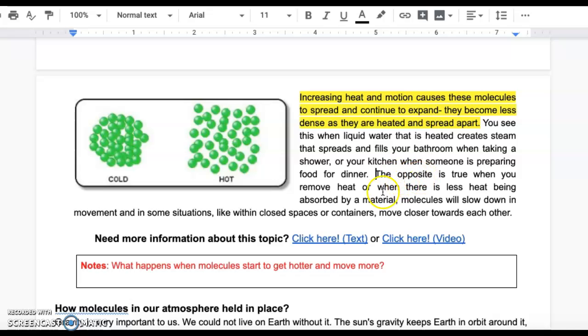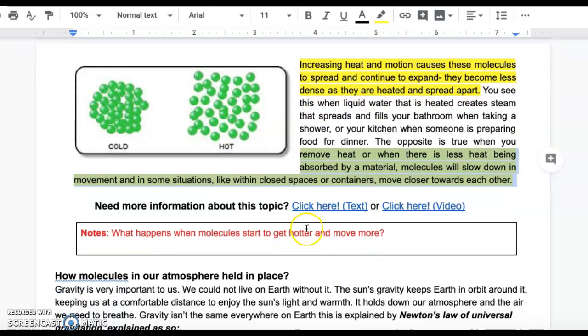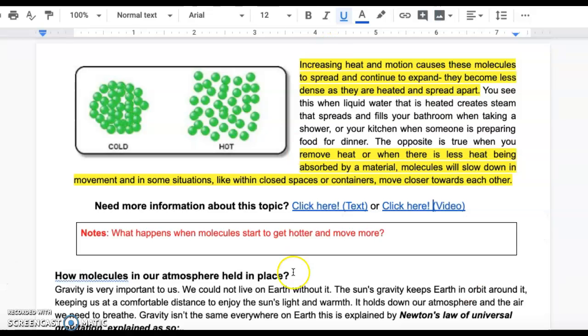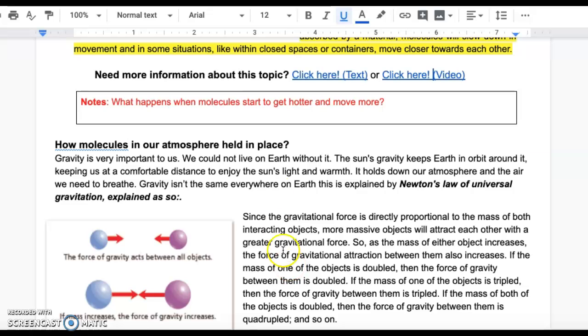The opposite is true when you remove heat, or when there's less heat being absorbed by the material. Molecules will slow down in movement and in some situations move closer towards each other, like when liquid water becomes ice. And again, if you need a little bit more info to clarify, I would suggest clicking here for this video, and it'll bring you to a YouTube video that shows you, as a matter of fact, for what it's worth.